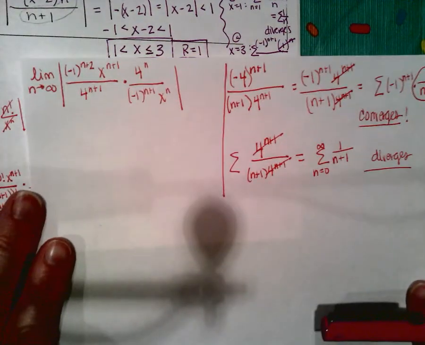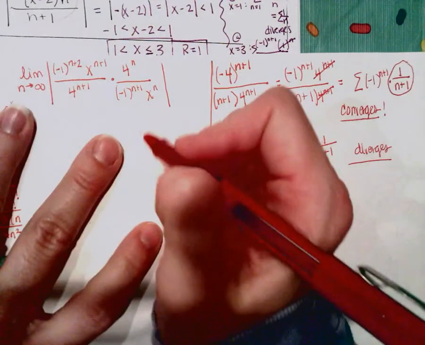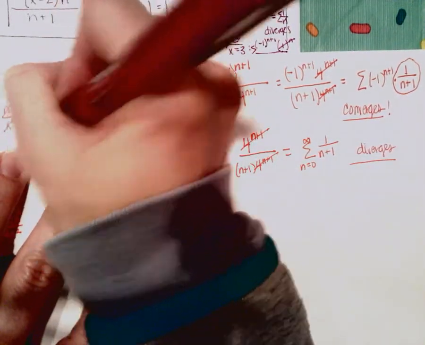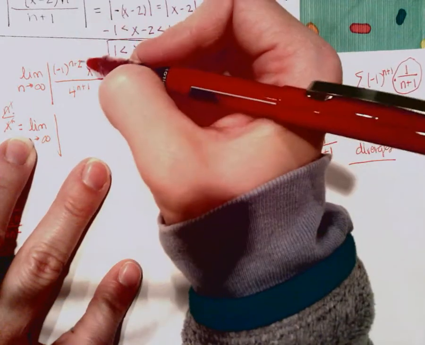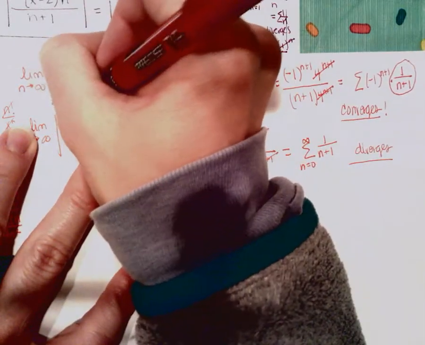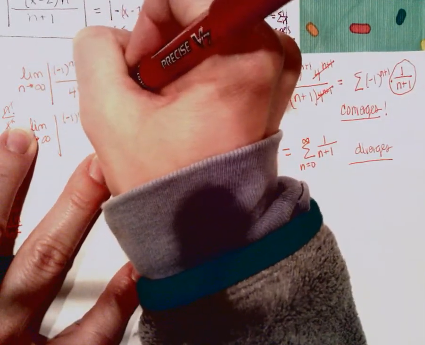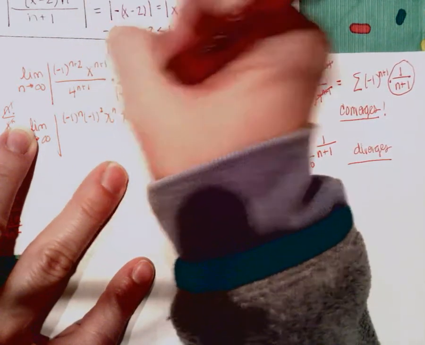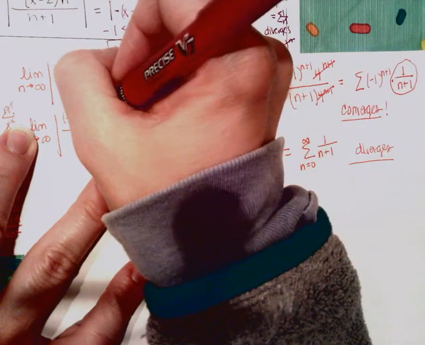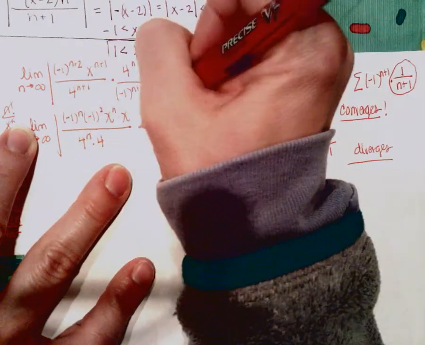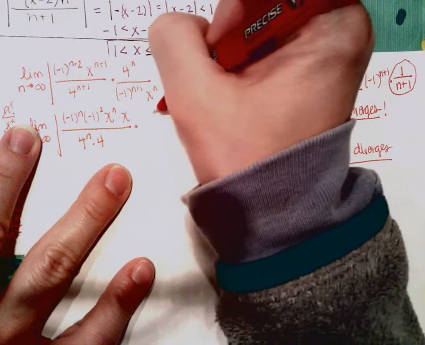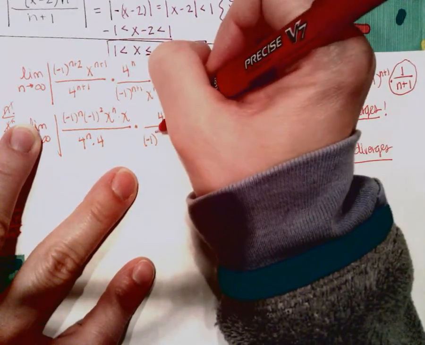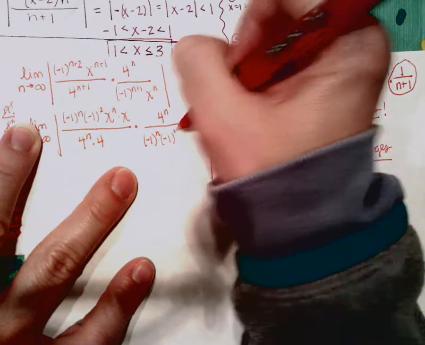Okay. So let's go ahead and kind of break apart this first fraction. So the (-1)^(n+2) becomes (-1)^n times (-1)^2. And then this x^(n+1) becomes x^n times x. And on the bottom, the 4^(n+1) becomes 4^n times 4. And then over here, we just have the 4^n over, just going to rewrite that, (-1)^n, (-1) to the first, x^n.